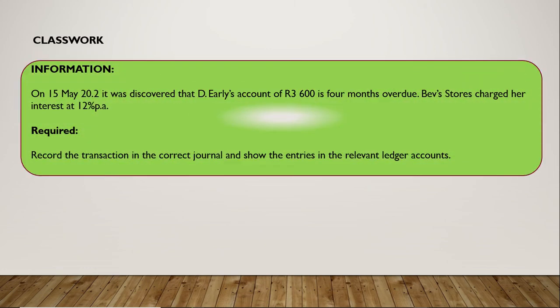Alright guys, let's quickly mark the homework, classwork. It says on the 15th of May 20.2, it was discovered that DLE's account of 3,600 is 4 months overdue. Bev Stores charged her interest of 12% per annum.